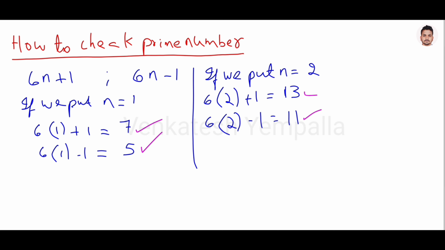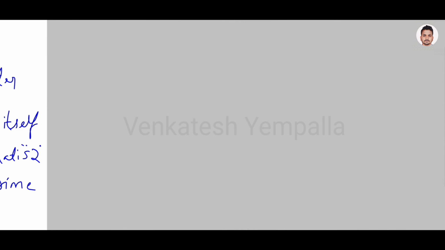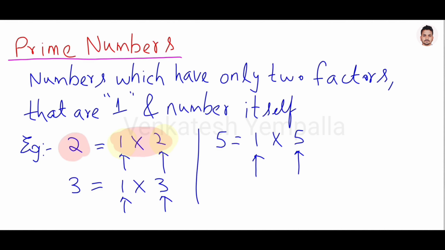I hope you understand how to check prime numbers using two formulae. What are those? 6n plus 1 and 6n minus 1. If you remember these two formulae, you can simply write prime numbers. I hope you understand about prime numbers. I will explain briefly. Prime numbers are any numbers which have only two factors, that is 1 and the number itself. Examples: 2, 3, 5, 7 and so on.